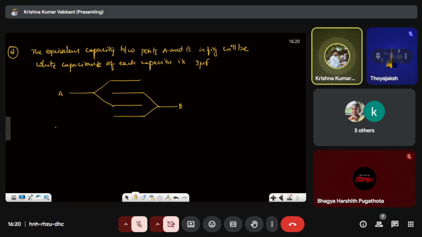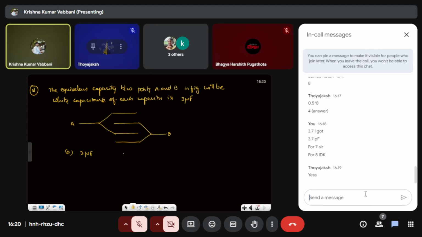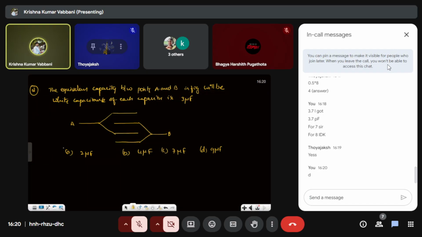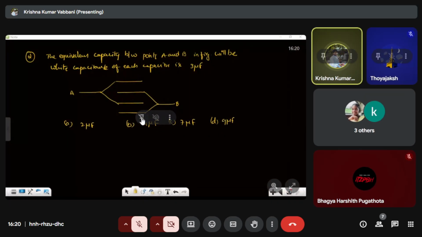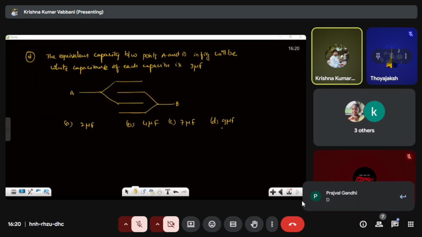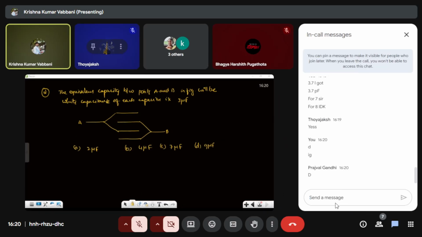Could you please tell me what the answer is here? Same method. Yes, option D. Yes, Harshit, for 8 it is 3.7. You will solve the question and get it like that only. Yes, the answer is D.